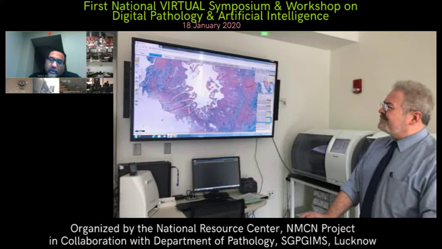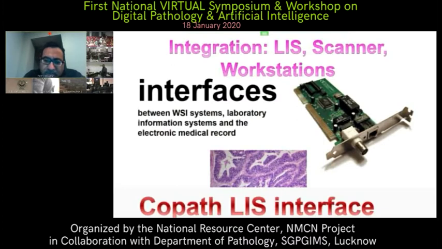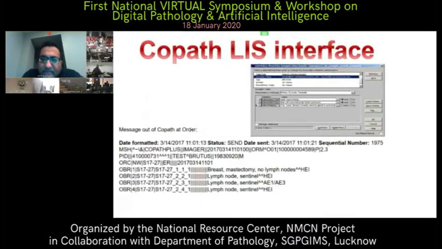We also had to work on interfaces between whole slide imaging systems and the lab information system and the electronic medical record. Initially, this was the interface that we built with our lab information system. The message sent out as the case was accessioned was an HL7 message, which had all the different information that's needed for the image to be displayed in the workstation.